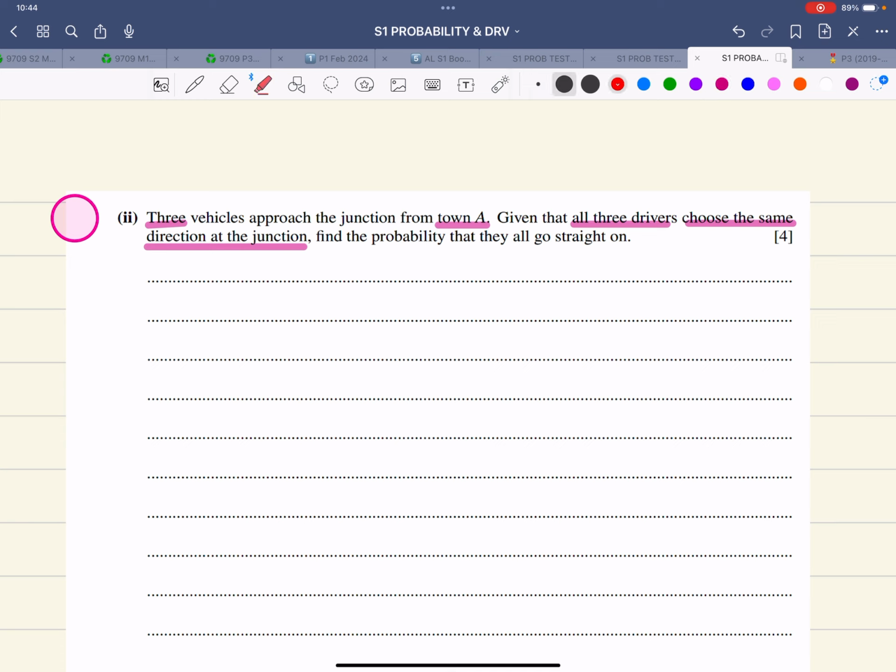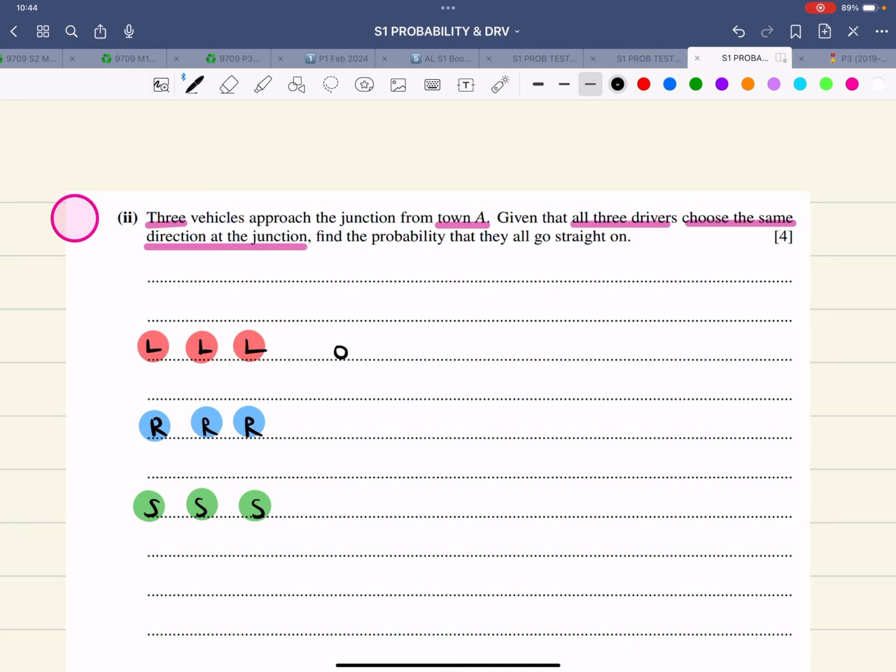So again, let me choose the colors. It could be red, red, red, or it could be blue, blue, blue, or it could be green, green, green. That means all the 3 vehicles could be turning left, left, and left, or right and right and right, or straight and straight and straight. So this thing becomes the condition.